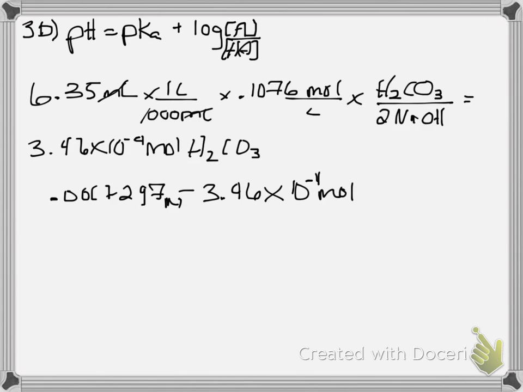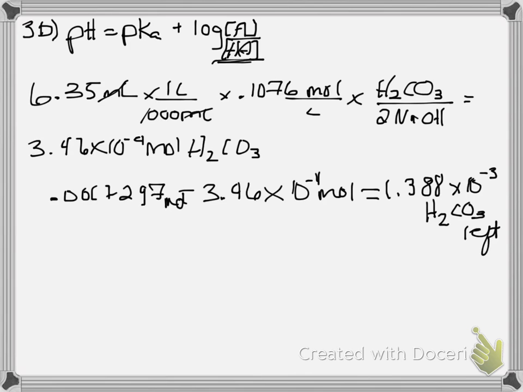These are all moles. I can't subtract molarity, so don't be confused by that, because that would imply the volume is changing, and if you subtract when the volume is changing, things get funky. But you can subtract moles and moles, so that's what I do. That tells me that 1.388 times 10 to the negative 3 moles of carbonic acid is left. Okay, so that is HA in this equation. It's H2A technically, but you know.